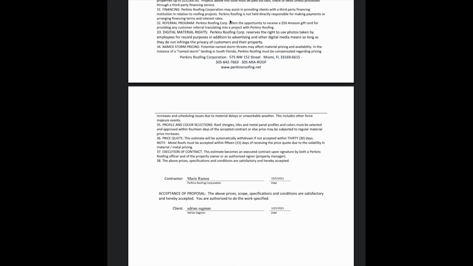35, profile and color selections. You must select the shingles, tiles, metal, and the colors within 14 days of approval of the contract. This does not include upgrade options, obviously. Any upgrade would be a change order. 36, price quote. This estimate is good for 30 days for all roofing types except metal roofs. Metal roofs are only good for 15 days because metal fluctuates and is more volatile in the market than other materials. Sometimes we'll tell you a price increase is coming on a certain date, and it might be within 30 days. If we tell you that, that's the date. We'll tell you in writing too.